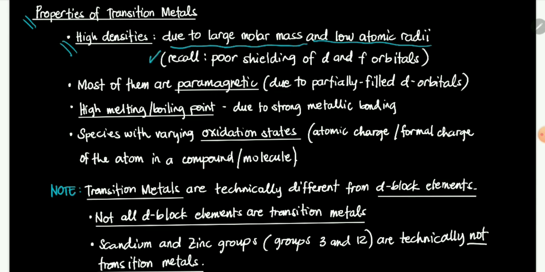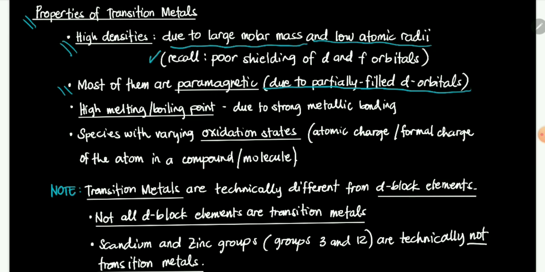So recall nyo yung poor shielding of the D and the F orbitals. So matataas ang densities ng ating mga transition metals and ating mga F block elements. Okay? Also, most of them are paramagnetic. So kapag paramagnetic, ibig sabihin meron tayong mga unpaired electrons. So most ng ating mga transition metals ay may partially filled d orbitals.